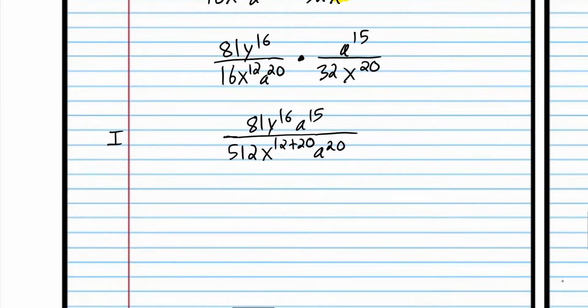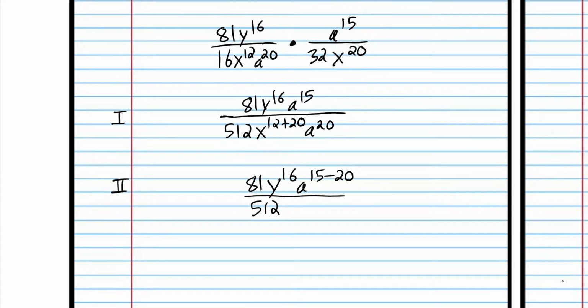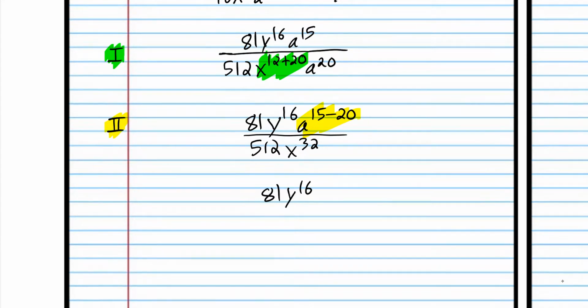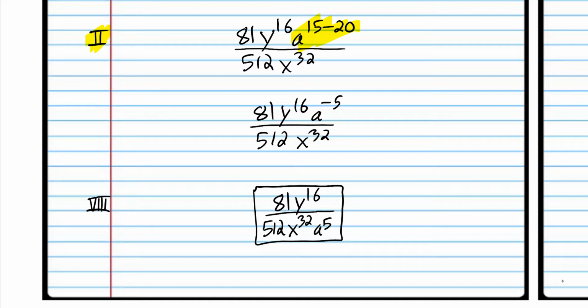And so now we can use rule number 2 at the same time that we simplify. So we have a to the 15 minus 20 because we're dividing those powers. And we have x to the 32nd power. And so dividing the powers, we get this, subtracting the exponents, and then we use rule number 1 here. And then we get 81 y to the 16th, a to the negative 5, all over 512 x to the 32nd power. But we can't leave our answer with a negative exponent, so we use rule number 8 and bring that down. And we have x to the 32nd power, a to the 5th, and that is our final answer.